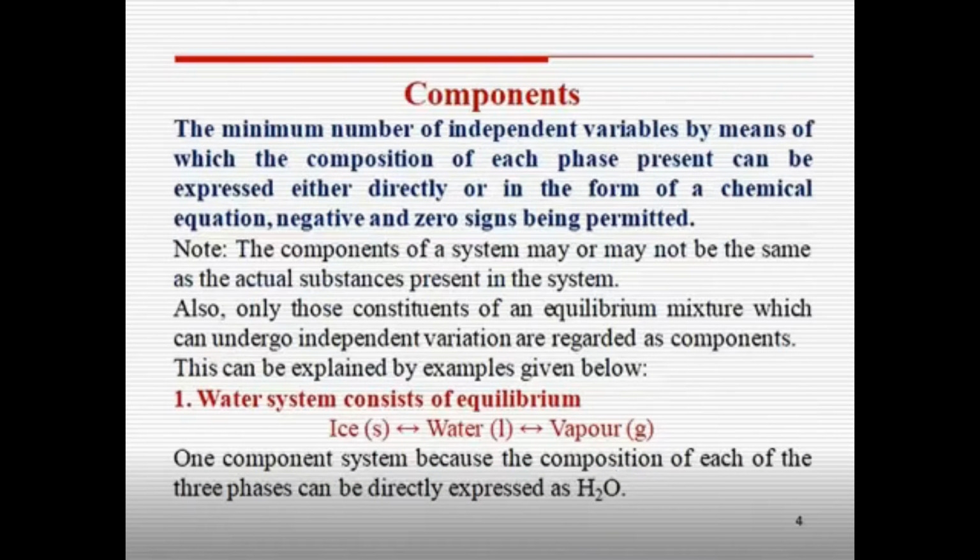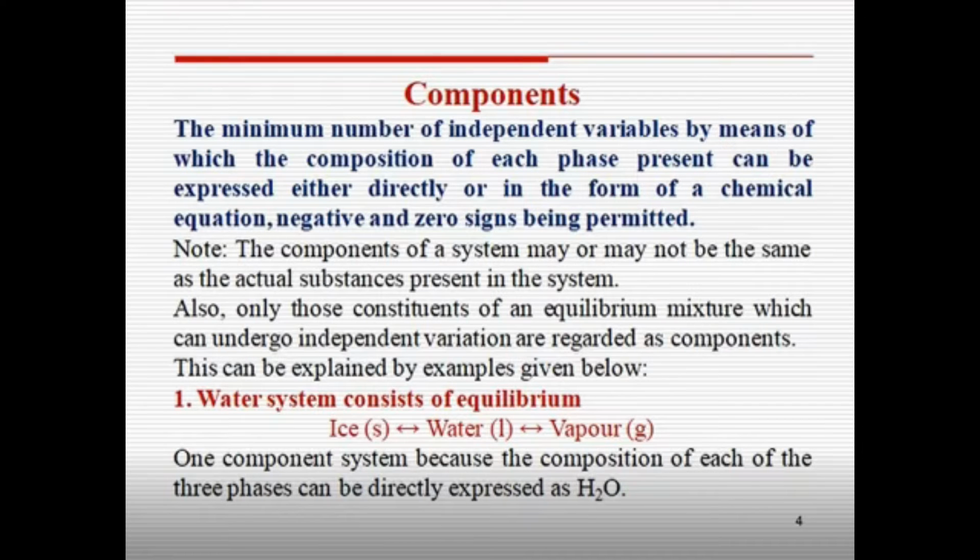So the next term is components. Components may be defined as the minimum number of independent variables by means of which the composition of each phase present can be expressed, either directly or in the form of a chemical equation, where negative and zero signs are permitted. However, it may be noted that the components of a system may or may not be the same as the actual substances present in the system. This can be explained by the examples given below.